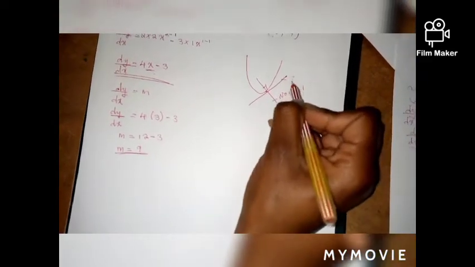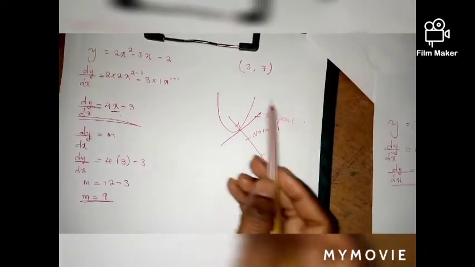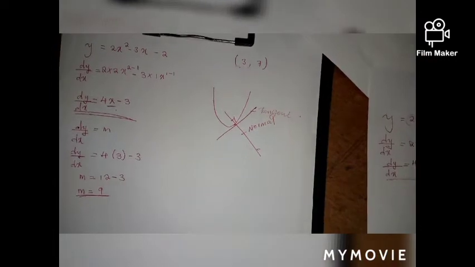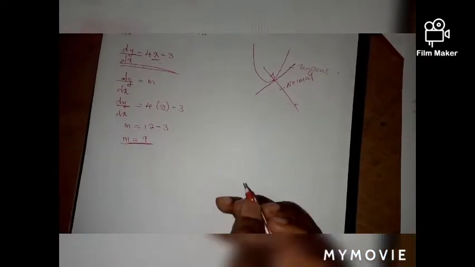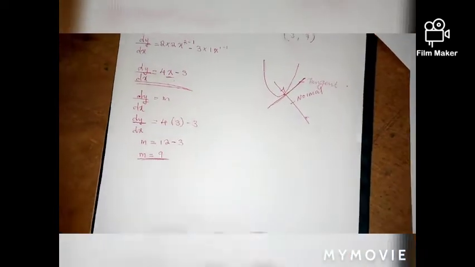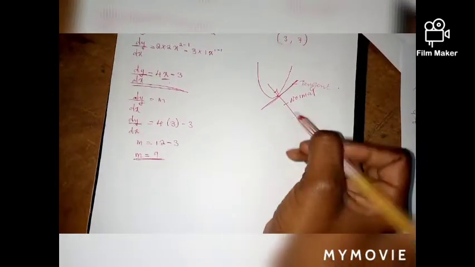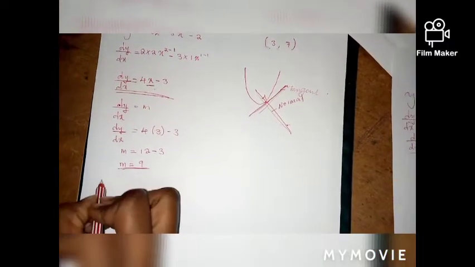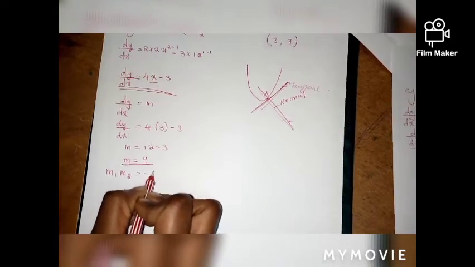So the tangent is here. In the first place, we said we had to know this type of interpretation because of when we reach this stage. We have found the gradient of the tangent and not the normal. So we can't go further before we find the gradient of the normal. The tangent and the normal are perpendicular to each other, hence giving us this equation: m1 times m2 is equal to negative 1.